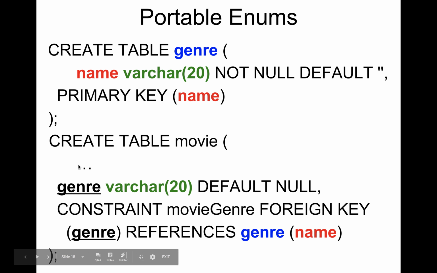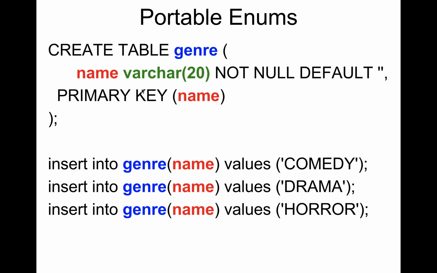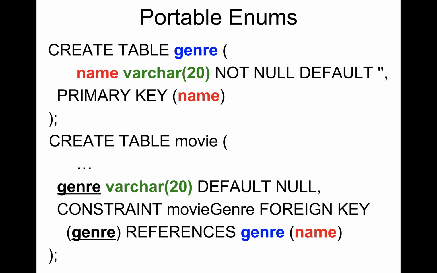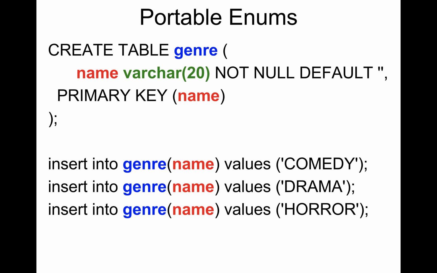So the only possible values for the genre field here, because it's a foreign key that refers to a primary key, and the only values there were inserted, can only possibly be comedy, drama, or horror. See that? So basically this genre field has the functionality of an enumerated data type. You cannot put any value there that is not listed here.